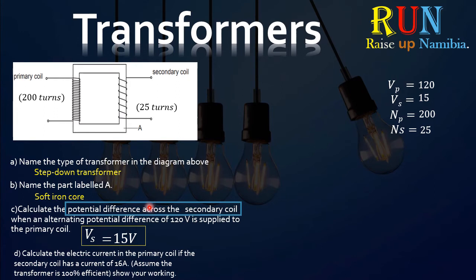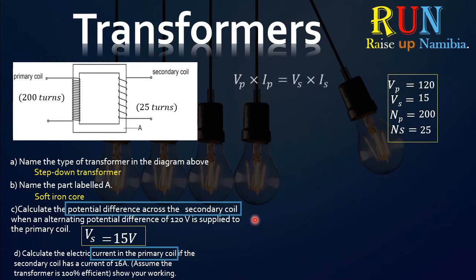Okay, so for D it states, calculate the electric current in the primary coil. If the secondary coil has a current of 16 amps, assume the transformer is 100% efficient. Show your working. So what are we asked to calculate? We're asked to calculate the current in the primary coil.